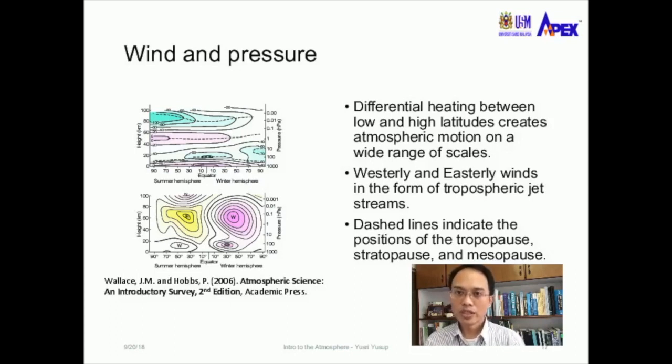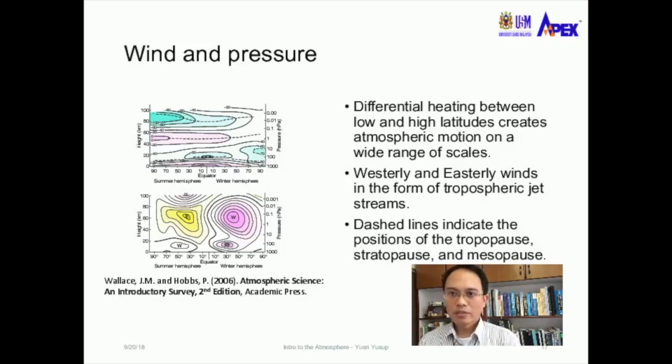In the bottom panel we see the zonally averaged wind. Clearly we see regions of westerly winds denoted by W and regions of easterly winds denoted by E, and this is at a height of approximately 60 kilometers. In the northern region we see a general westerly wind pattern, but in the southern hemisphere we see a combination of easterly and westerly winds depending on the height.